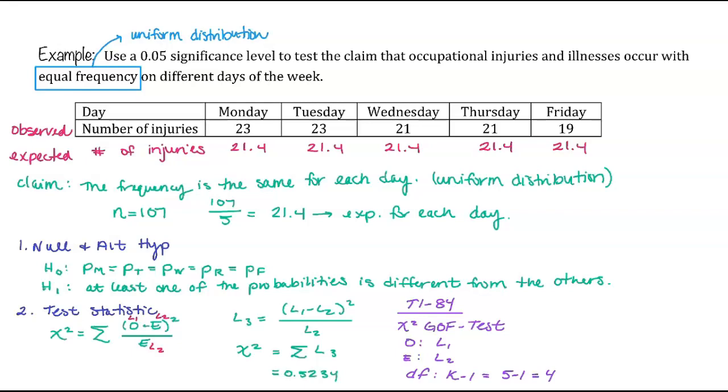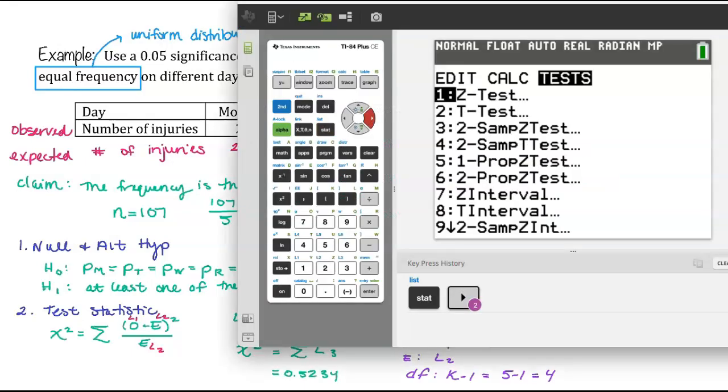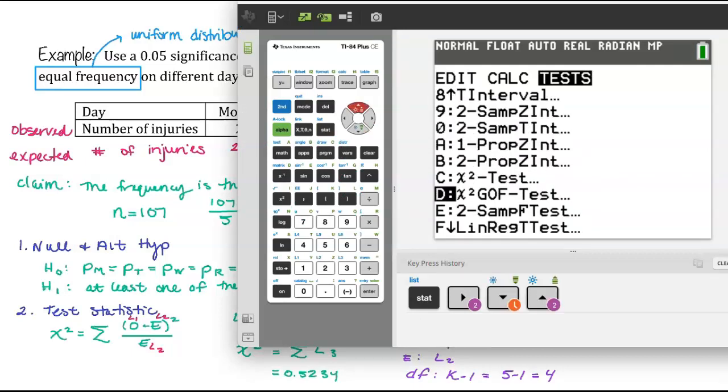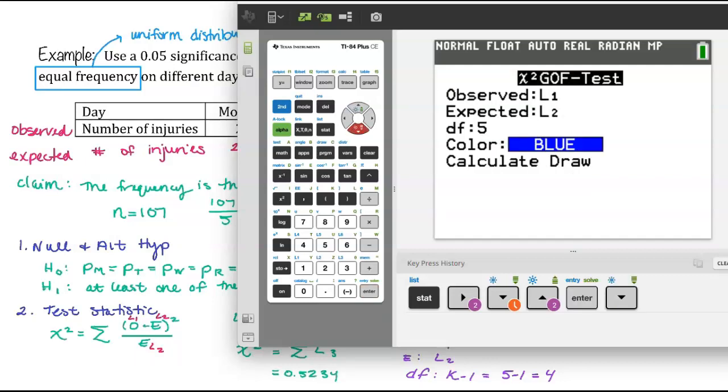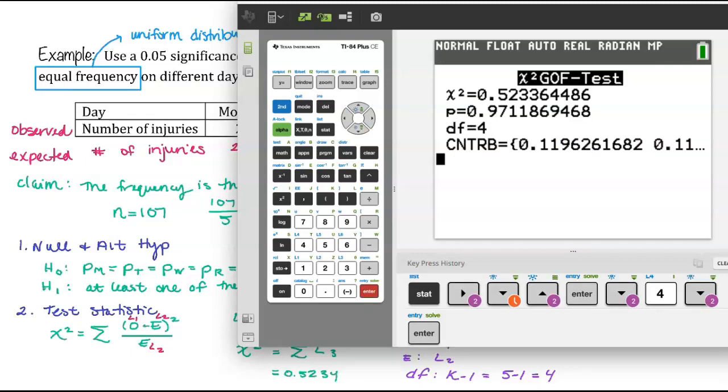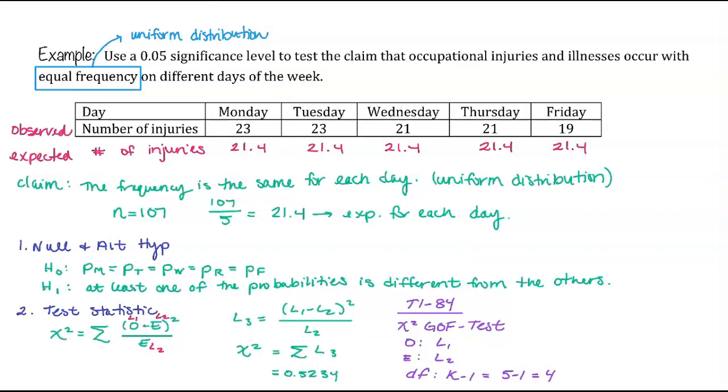Let's locate this function on our calculator. We'll go to Stat, Tests, and towards the very bottom, we have chi-squared GOF test. We have list 1 for the observed values, list 2 for the expected values, and 4 for the degrees of freedom. Once calculate is highlighted, we'll press enter. Notice that this first gives us our chi-squared test statistic of 0.5234. It also gives us a p-value of 0.9712. The chi-squared test statistic that we obtained using both methods is identical. In each case, we found the test statistic to be equal to 0.5234.